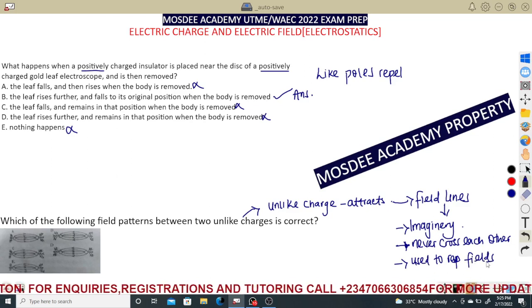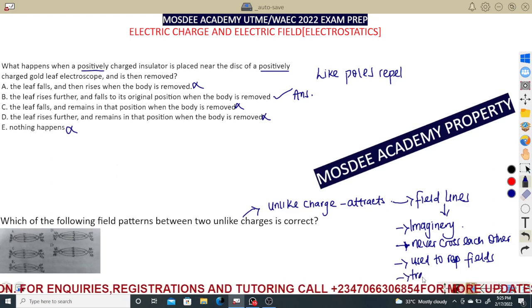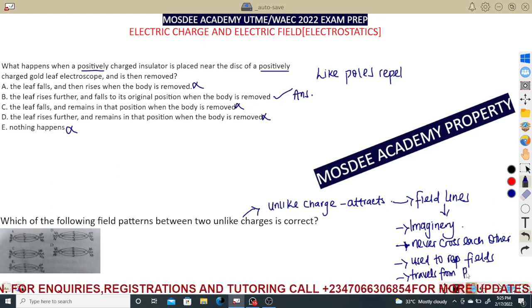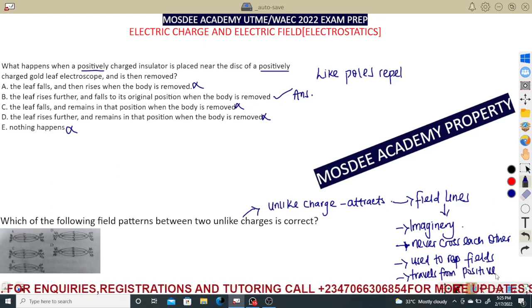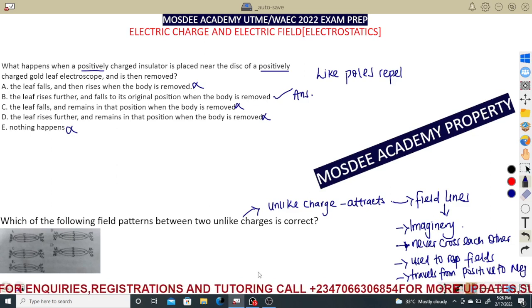And the last one is, what do they travel from? Positive to negative. That is why they can never cross each other. From positive, concept video available, to negative. Guys, we are rushing, permit me.